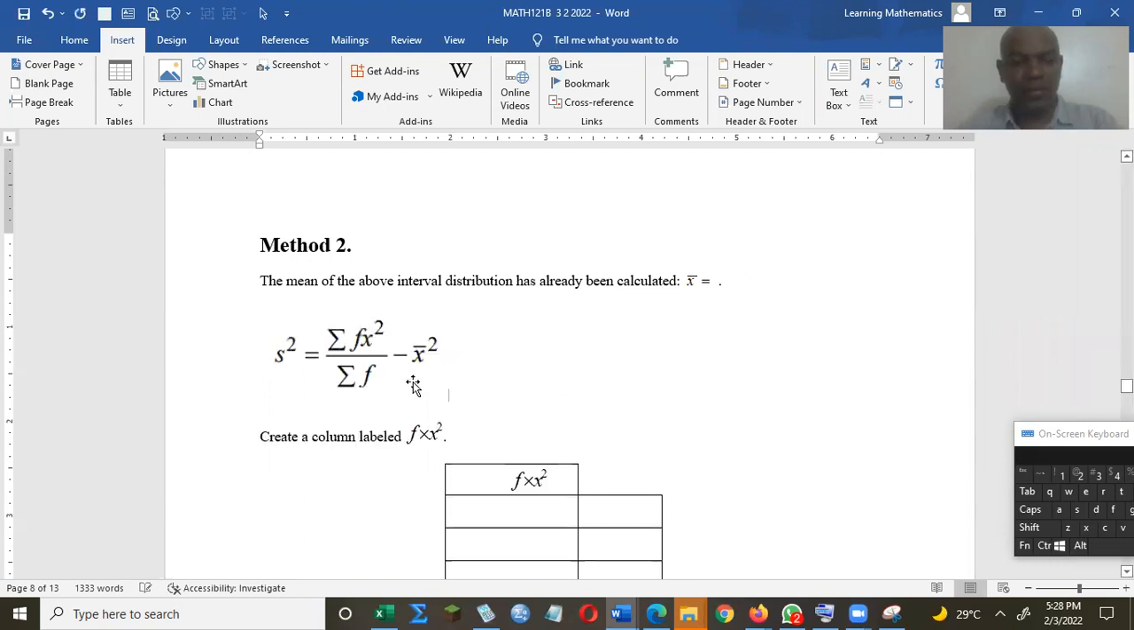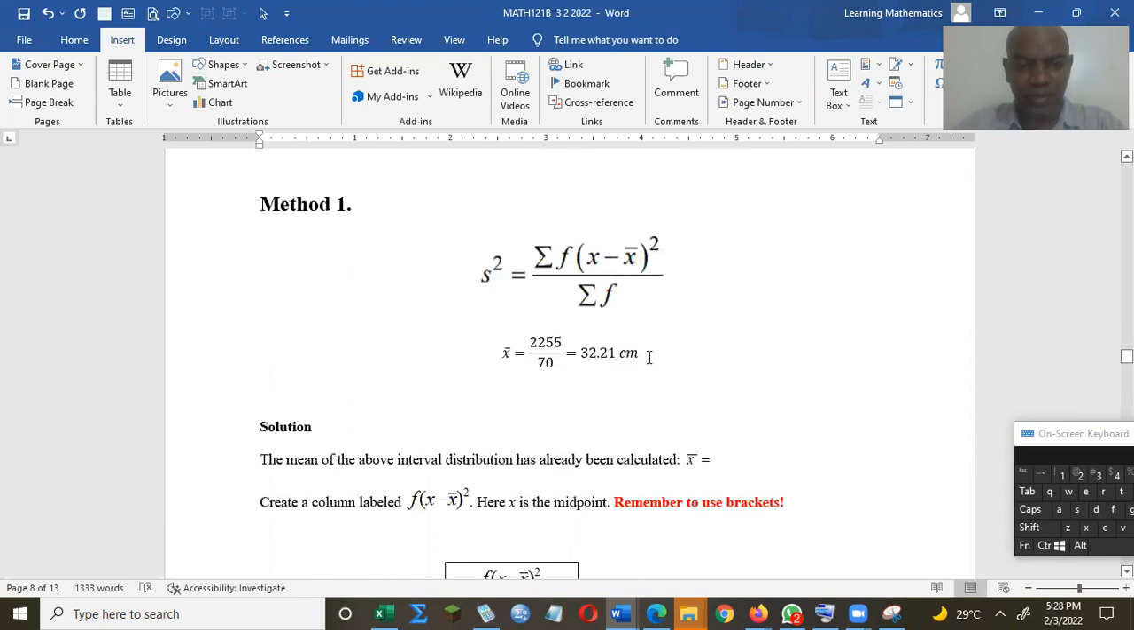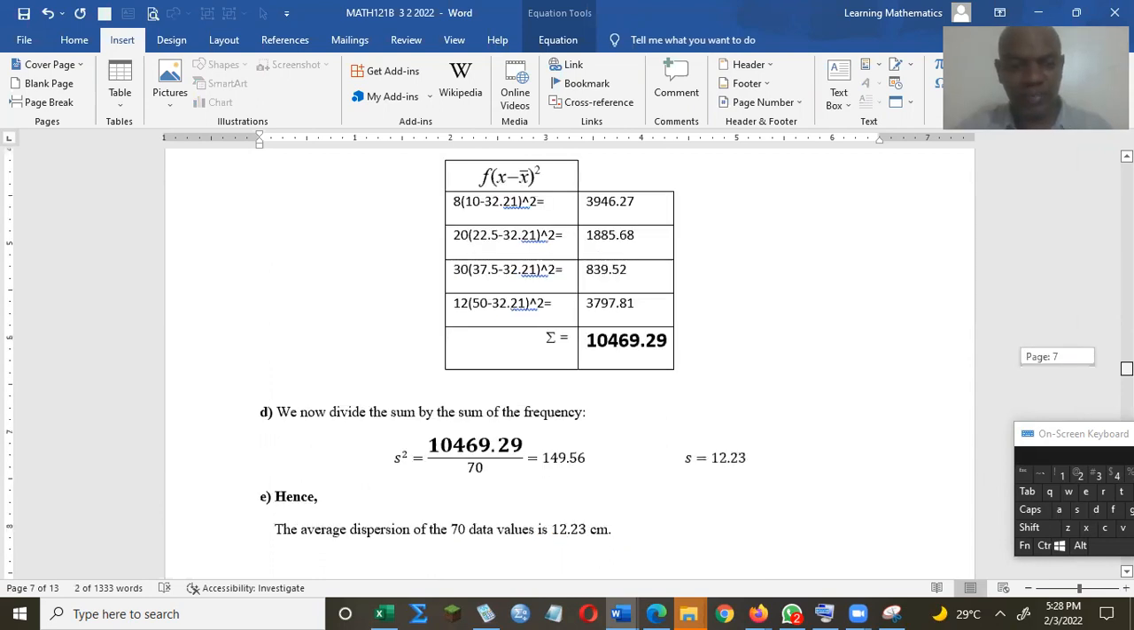Now, when we look at this formula, we know the sum of F is already 70. The mean is 78.83 in this example. Let's carry it forward. No, 42.21, sorry, 78.83 was the scores, 42.21 centimeters.